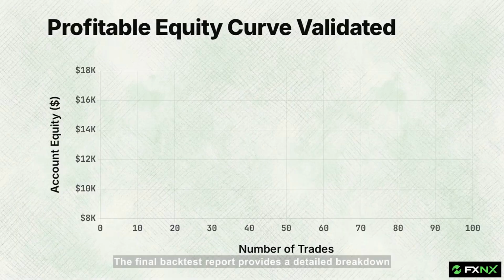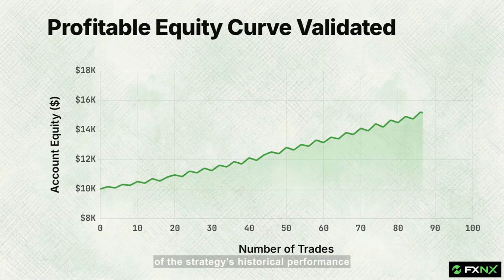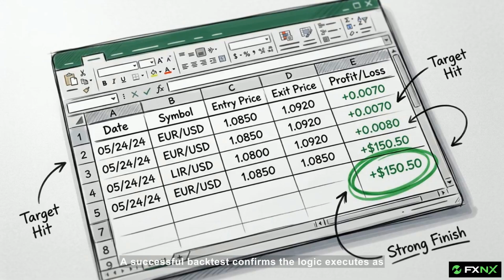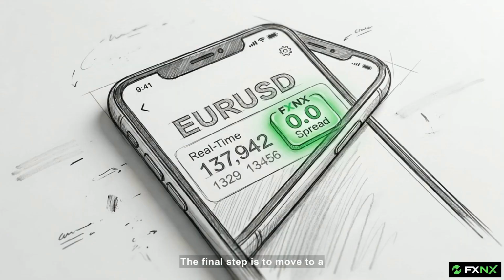The final backtest report provides a detailed breakdown of the strategy's historical performance and the resulting equity curve. A successful backtest confirms the logic executes as intended across historical data. The final step is to move to a live, low-spread demo environment.